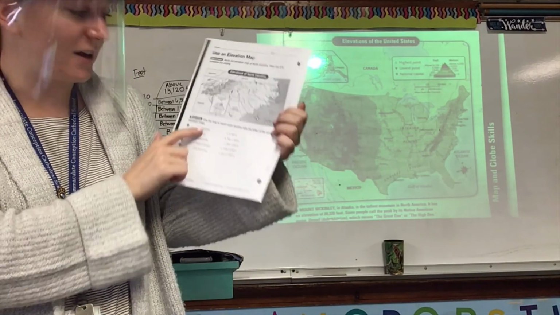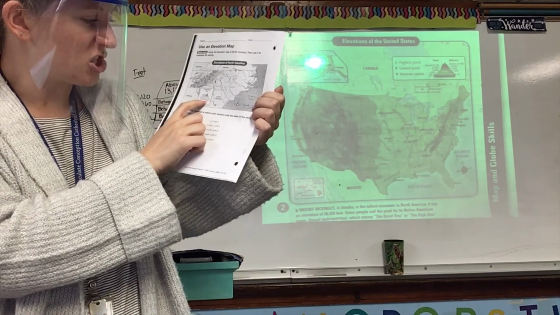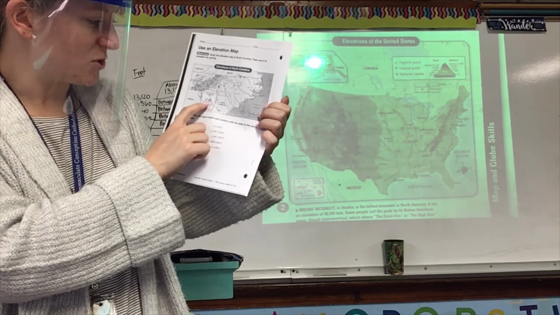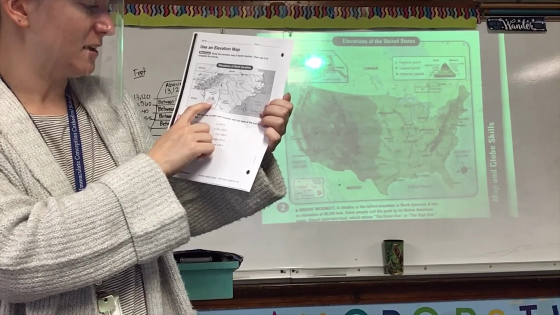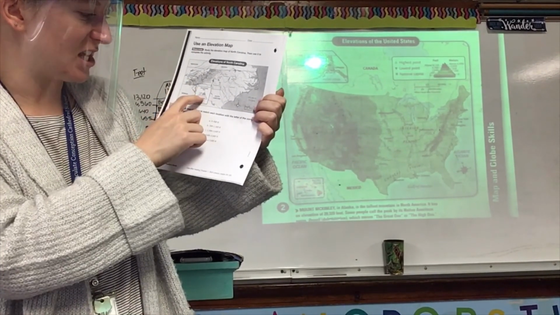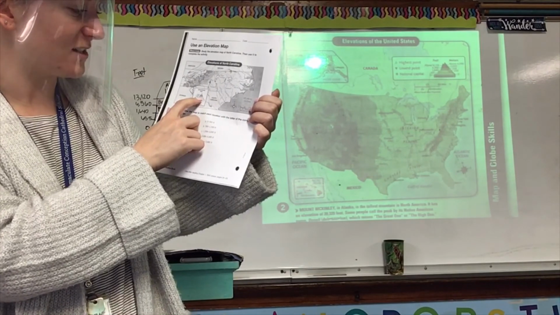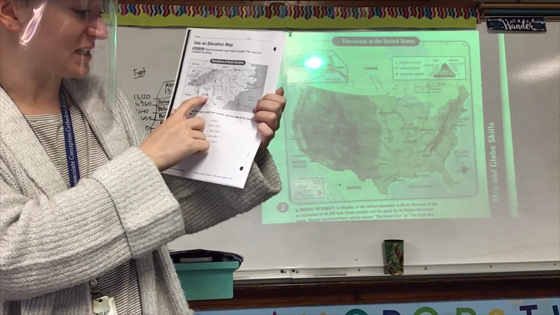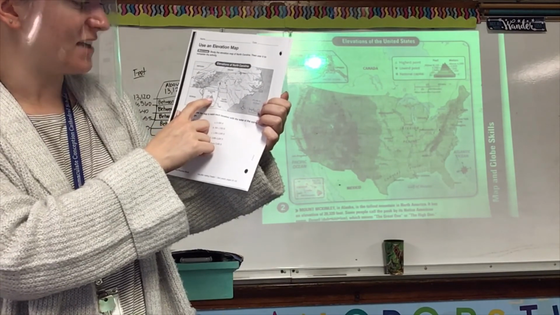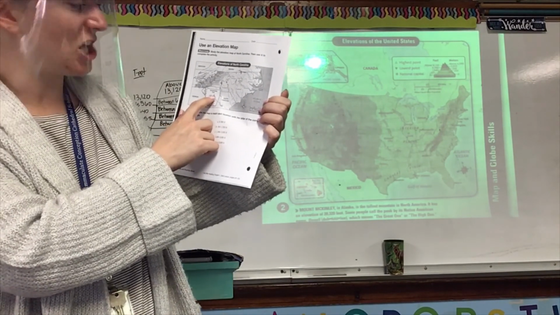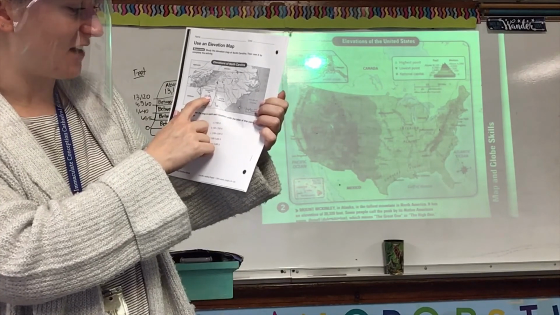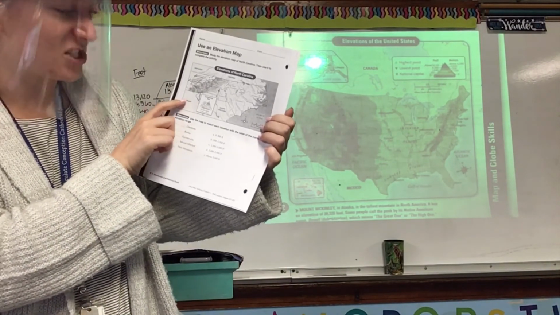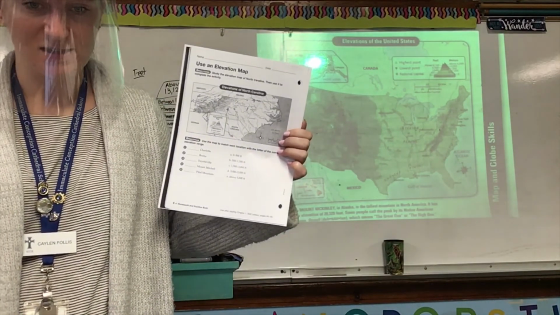You can see the pattern. Is it just shaded, which means below sea level? Does it have those tiny little dots, which means it's between 0 and 500 feet? Does it have the little dashes that show that it's between 500 and 1,500 feet? Does it have a lighter shading, which means it's between 1,500 and 3,000 feet? Does it have darker shading, which means it's between 3,000 and 5,000 feet? Or does it have that diamond pattern, which means it's taller than 5,000 feet?